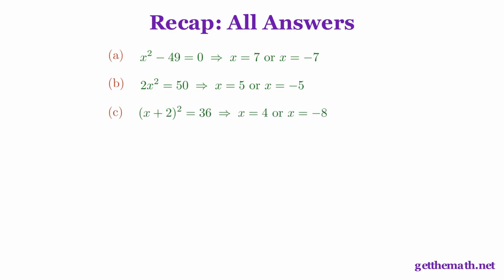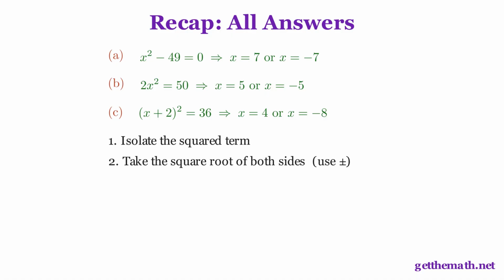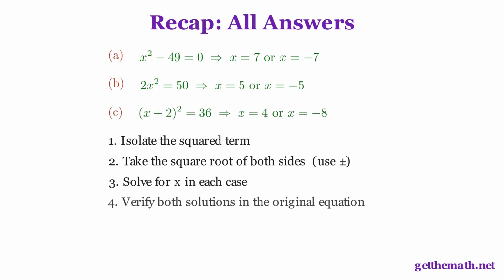Recap. Part A, x squared minus 49 equals 0. Solutions x equals 7, or x equals negative 7. Part B, 2x squared equals 50. Solutions x equals 5, or x equals negative 5. Part C, x plus 2, quantity squared, equals 36. Solutions x equals 4, or x equals negative 8.